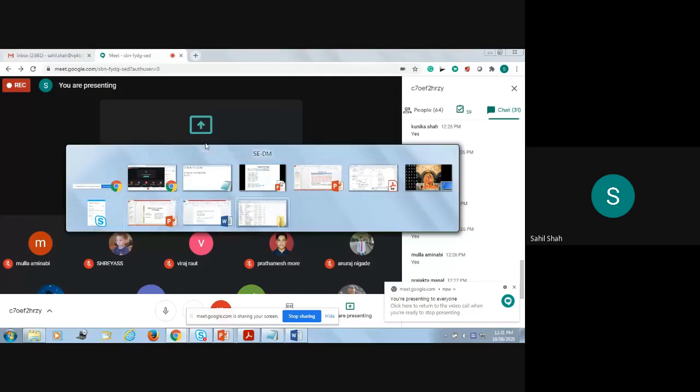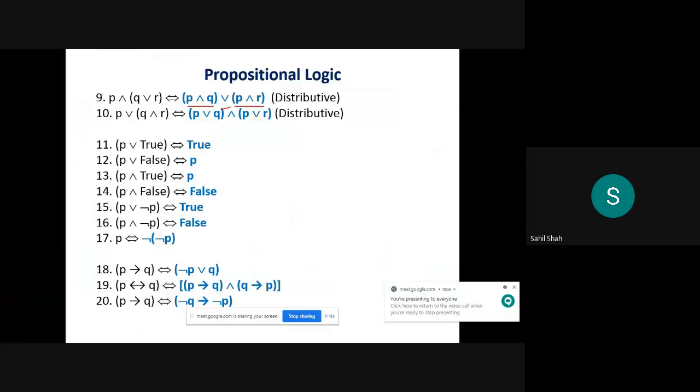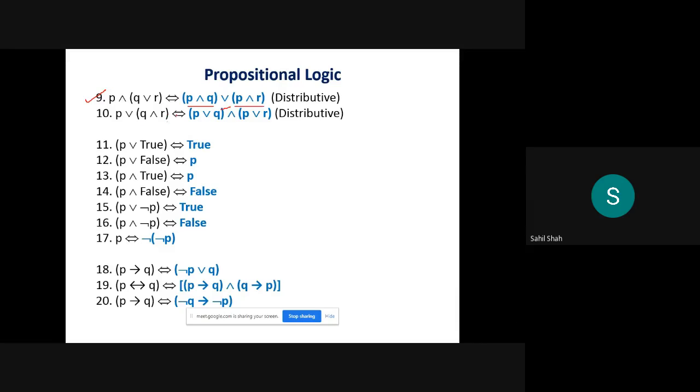In a similar manner, let me go back to my presentation. Where is my presentation? Okay. So I am saying here, conjunction is distributed over disjunction. Here, disjunction is distributed over conjunction. So a similar law holds true for disjunction. If you have a propositional form like P disjunction (Q conjunction R), it will be logically equivalent with (P disjunction Q) conjunction (P disjunction R). This is known as the law of distribution. I hope it is clear.